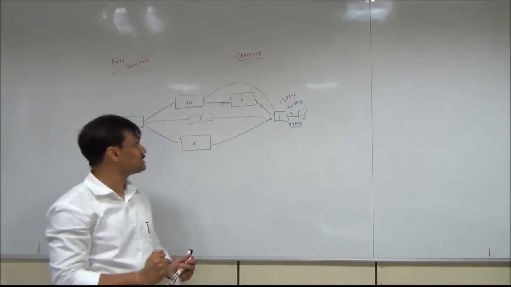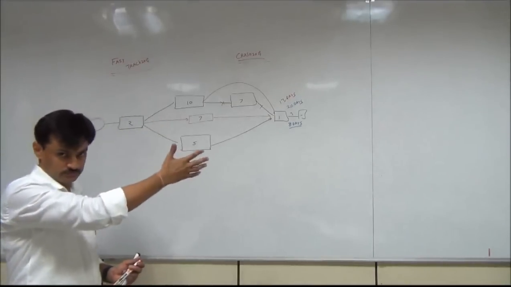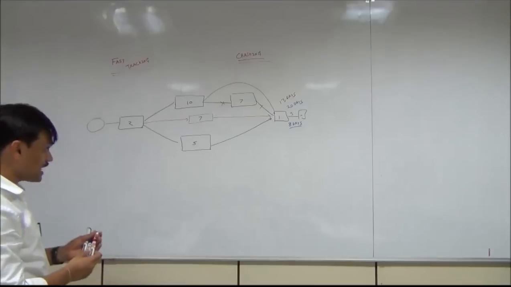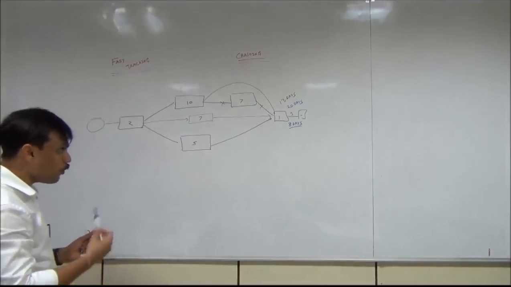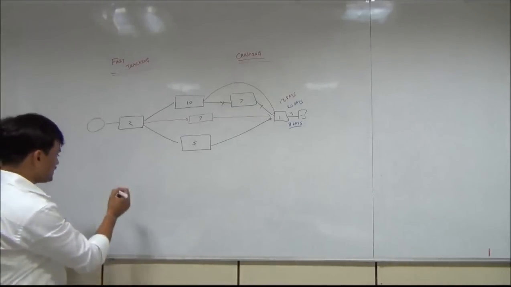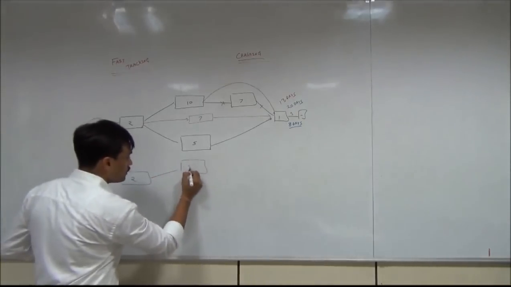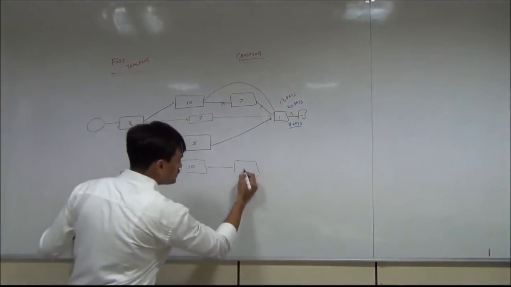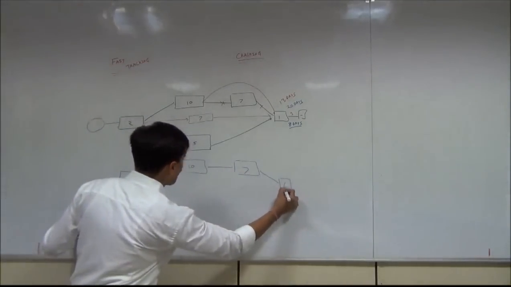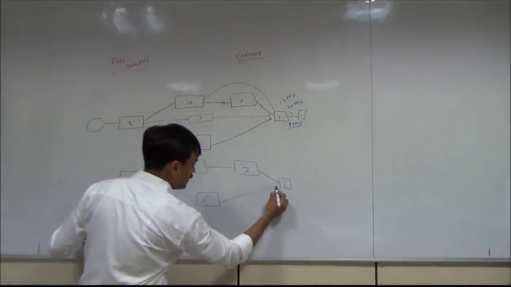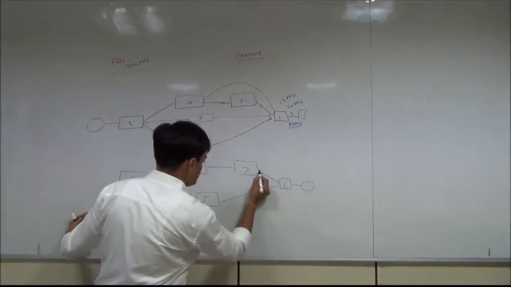Now let us take an example of crashing, a different way of compressing the schedule. In case of crashing, we don't overlook the dependencies. Let us take the same example, 2, 10, 7, 1, and we have 5 going here, and then we are finishing it here.